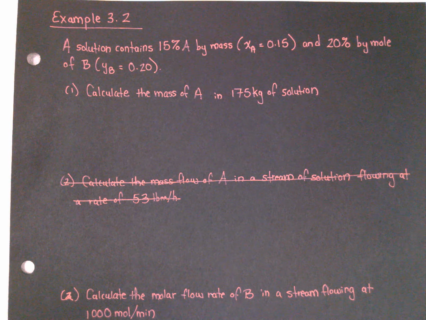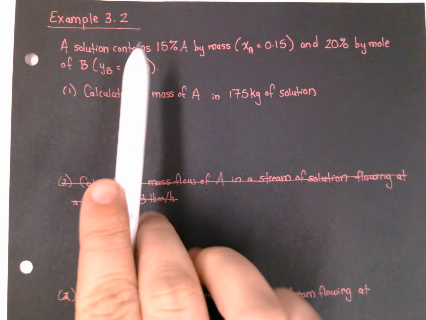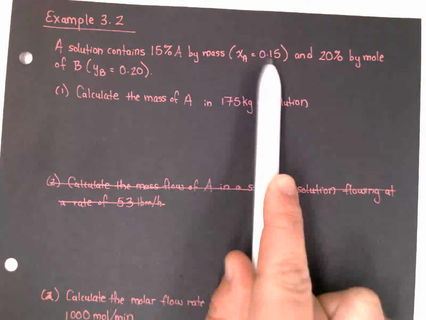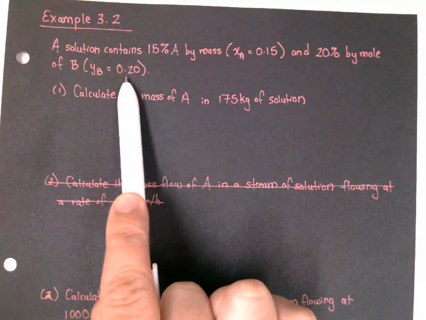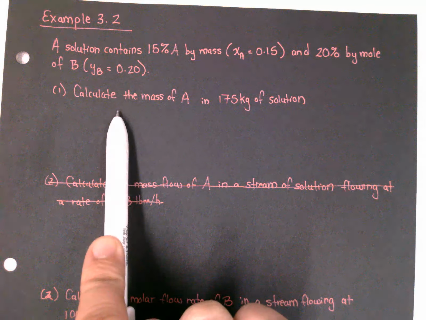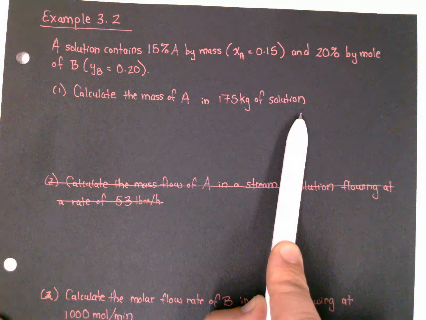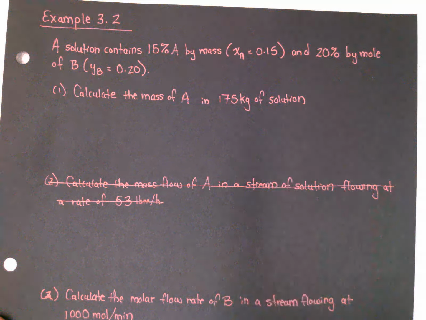All right, let's talk about the solution to example 3.2. So the idea here is that we are looking at a solution containing 15% A by mass. So we're dealing with a mass fraction of A and 20% by mole of B, which means we have a mole fraction of B. So the first problem asks you to calculate the mass of A in 25 kilograms of solution. So this is really a units problem.